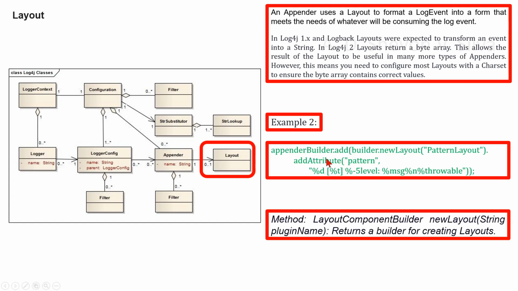org.apache.logging.log4j.core. Here you can see the ComponentBuilder newLayout method, LayoutComponentBuilder newLayout(String pluginName). This returns a builder for creating layouts, and the attribute key and value is here, and it is added to the appender builder.